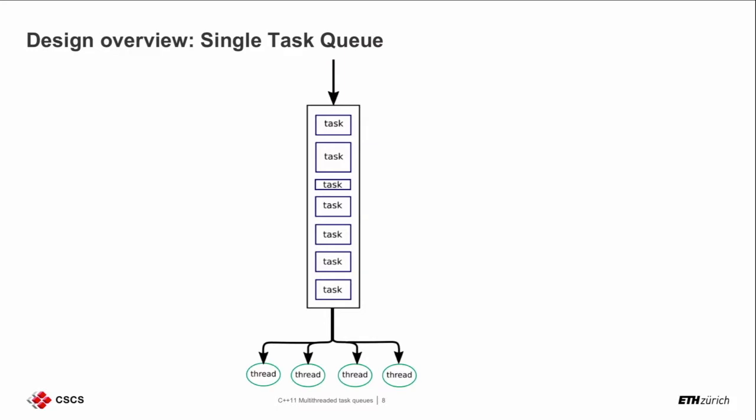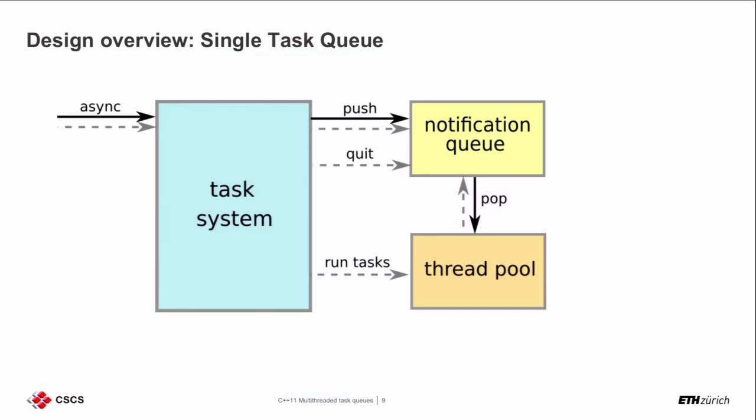Okay, so let's look at the design. What we want is to have a queue of tasks that will eventually run on a number of threads, right? So we will call this queue our notification queue, and we will call the threads our thread pool, and we want each thread to pick up one of these tasks, execute it, and go on. And our task system will basically deal with the notification queue and thread pool. It should wrap it up.